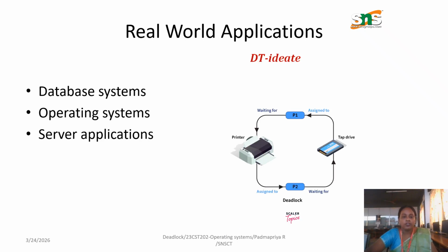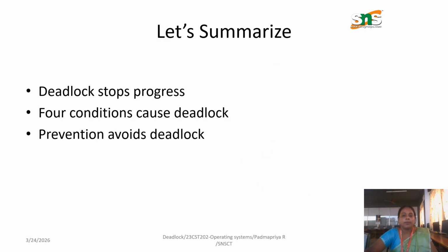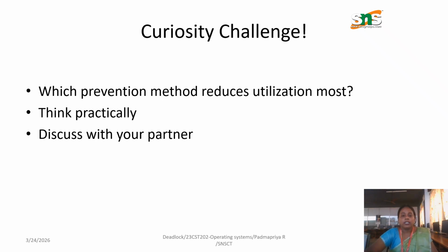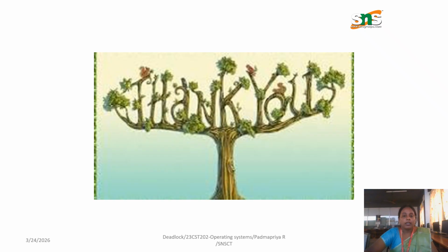And the real world applications are database systems, operating systems, and server applications. Let's summarize the topic. Deadlock stops progress, there are four conditions that cause deadlock, and there are four methods to handle deadlocks, and prevention avoids deadlock. Which prevention method reduces utilization cost? This is the curiosity challenge, so think practically. And thank you.